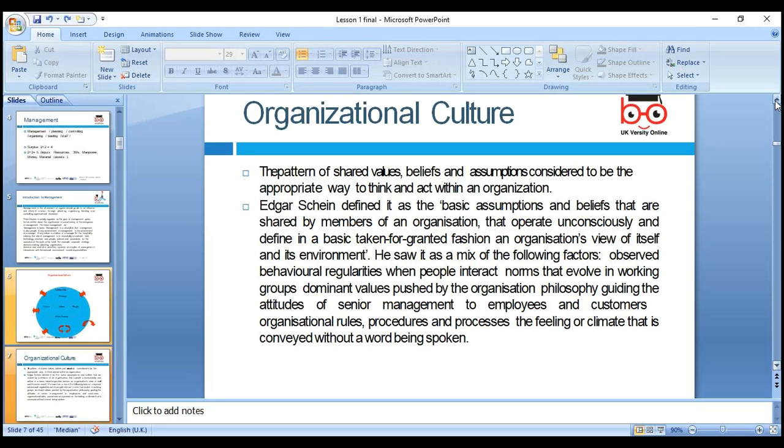Culture has a mixture of different factors. Behavior also represents the culture of an organization, as do norms. So how supportive is the culture in our organization? Think about private banks and government banks. Different managers have a different culture.